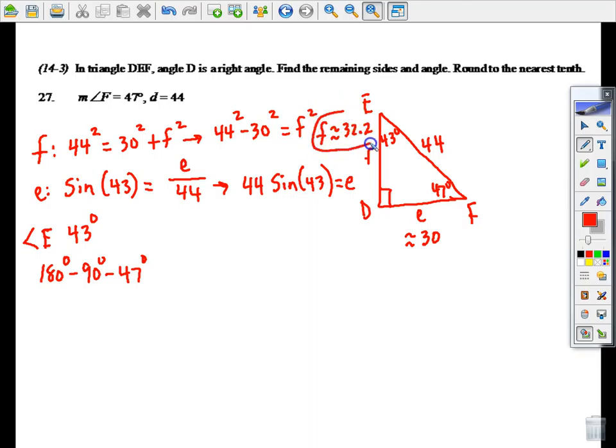Okay, so let me just circle our final answers here. We got F is 32.2. We came up with E as approximately 30, and hopefully you see how we got that. Hopefully you can follow the progression of how to get E and F, and then angle E was probably pretty simple, just subtracting from 180.